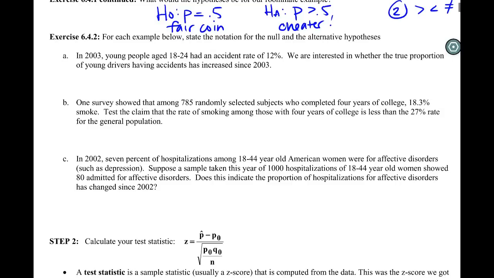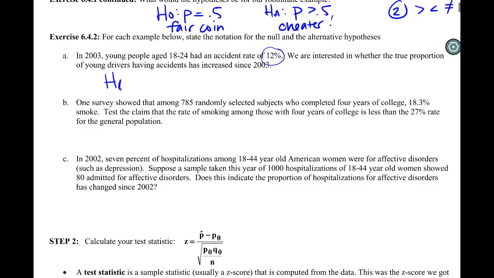So in 6.4.2, I'm going to start with the first one here. We can see in 2003, there was an accident rate of 12%. They've given us some potential proportion, right? It is supposedly the true proportion for 2003. As we keep reading, we are interested in whether the true proportion of young drivers having accidents has increased since 2003. So we're saying, okay, obviously we're not in 2003. So we have 2 options here.